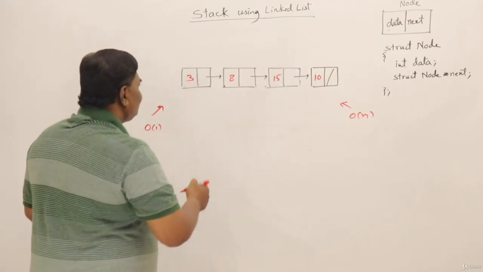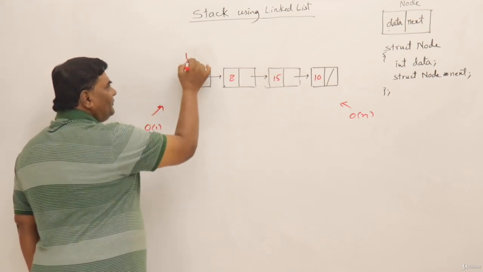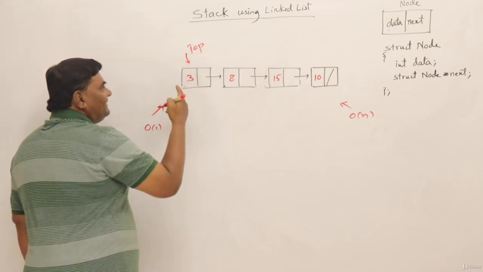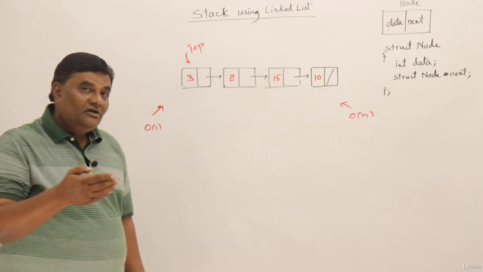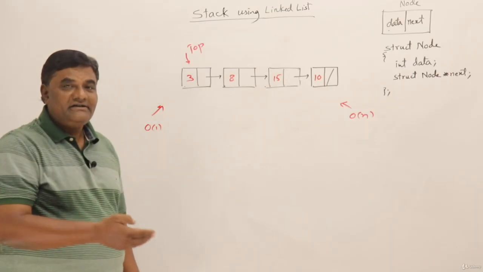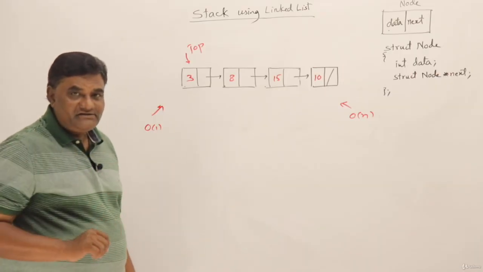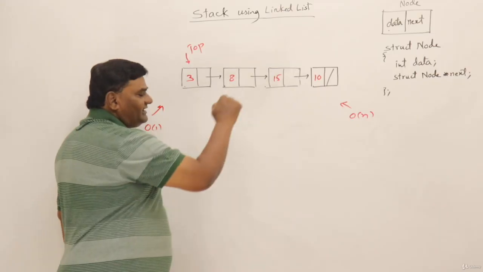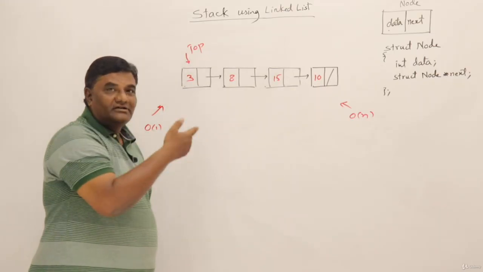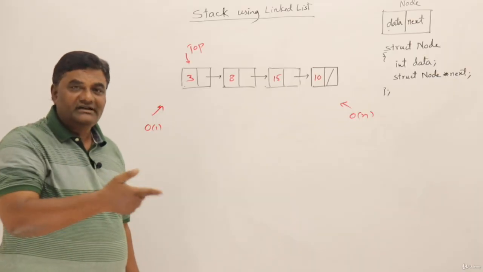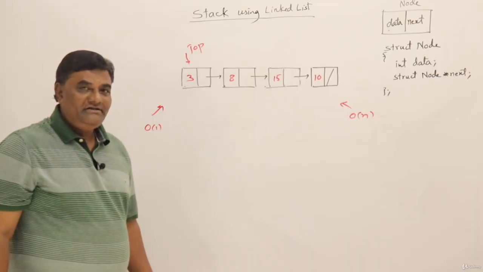So where is the pointer? We had the pointer first here on the first node, but now I will call that pointer top. Let us say top is a pointer pointing to the first node. Now a new element is always inserted from top, that is on the left hand side. Now what are the elements in the stack? 3, 8, 15, 10. Which is the topmost element? Wherever top is pointing. The first node is containing the topmost element in the stack, and that is the recently inserted element in the stack.